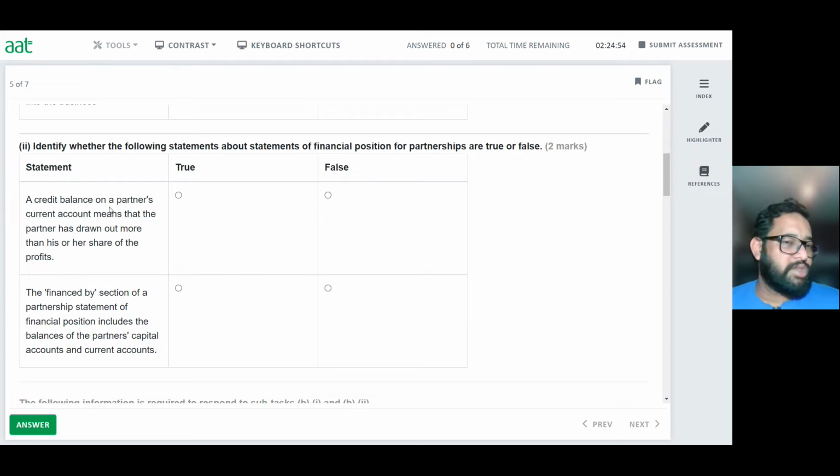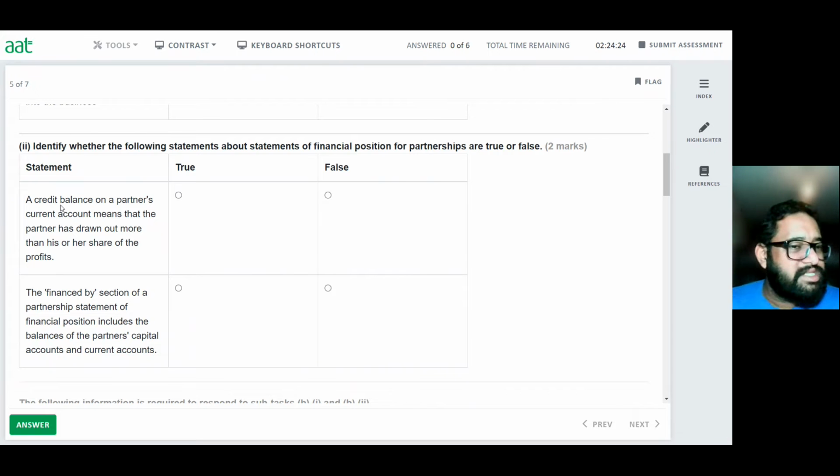A credit balance on a partner's current account means that the partner has drawn out more than his or her share of the profit. I don't think that is correct. Why? Because you're normally looking at the capital account and the current account. Normally they will have credit balances, because that is the money we as a business owe our owner. So if it's a credit balance, it means we still owe money to them, because for the business they are a long-term liability.